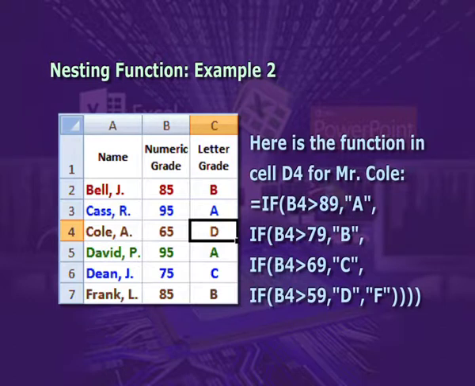Here is the function in cell D4 for Mr. Cole. If B4 greater than 89, A; if B4 greater than 79, B; if B4 greater than 69, C; if B4 greater than 59, D; else F.